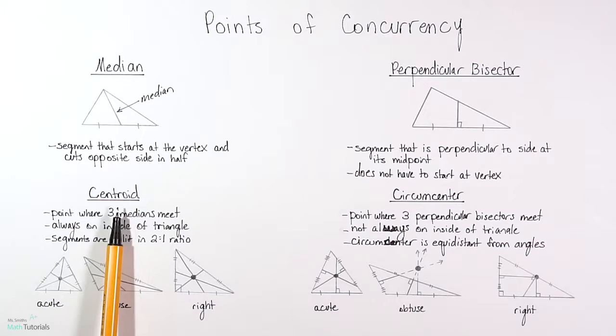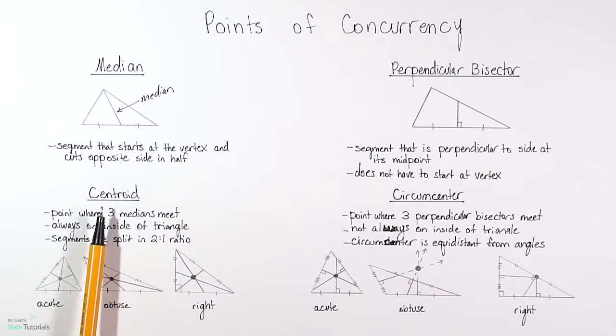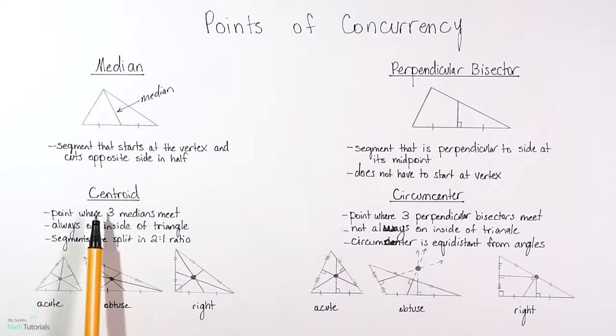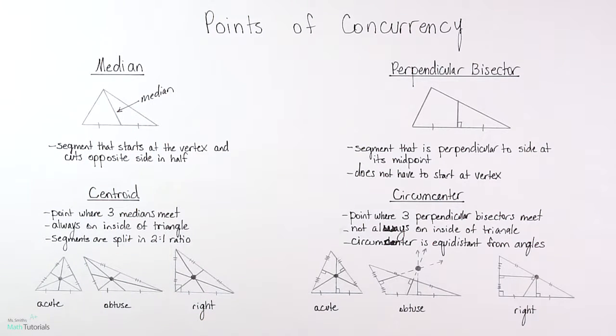So a centroid is a point where three medians meet. The centroid is going to be the actual point of concurrency that's formed by three medians. What's important to understand about centroids is that they are always going to be on the inside of a triangle. I've shown three different pictures here of an acute triangle, an obtuse triangle, and a right triangle.